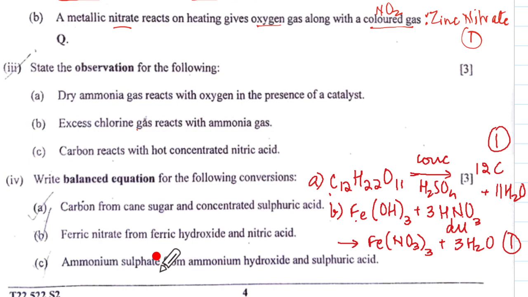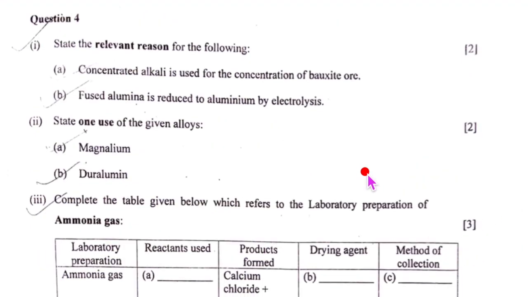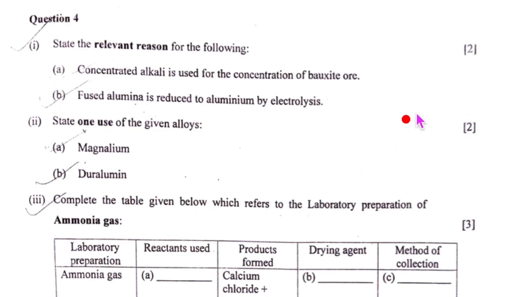Let's come to the C reaction. Ammonium sulfate from ammonium hydroxide. Ammonium hydroxide is going to be NH4OH plus sulfuric acid is H2SO4. And that gives us (NH4)2SO4, so we'll write 2 here. And plus there will be 2 OHs and 2 Hs means 2 H2O. And that finishes our question 3. Now we come to question number 4.